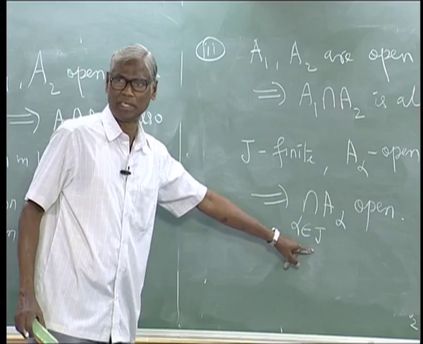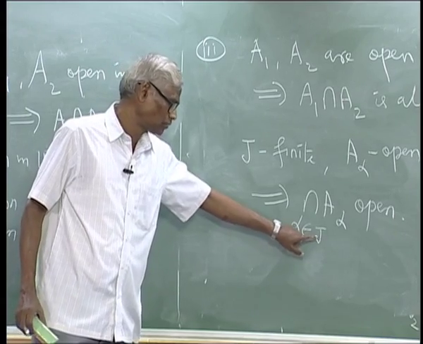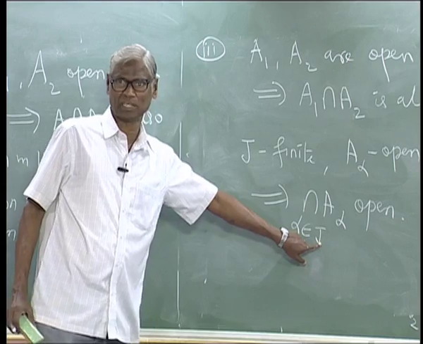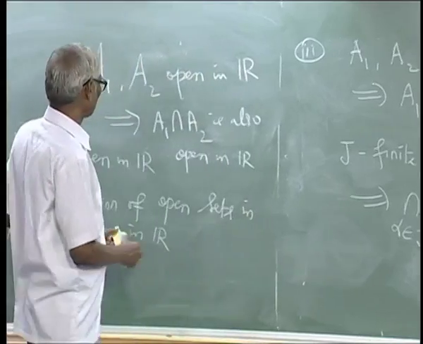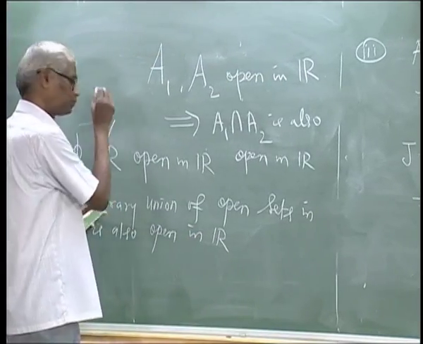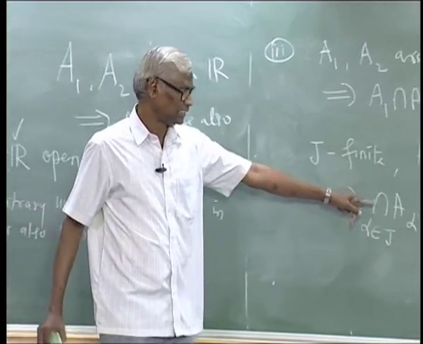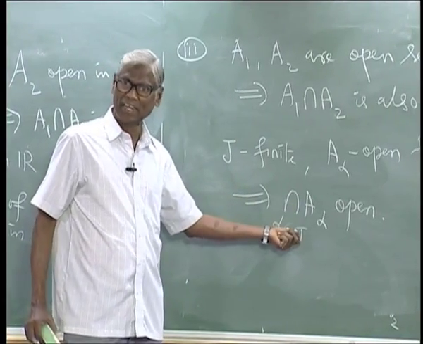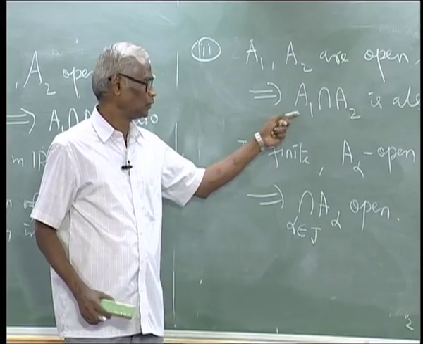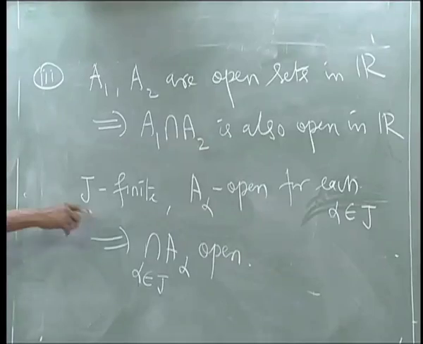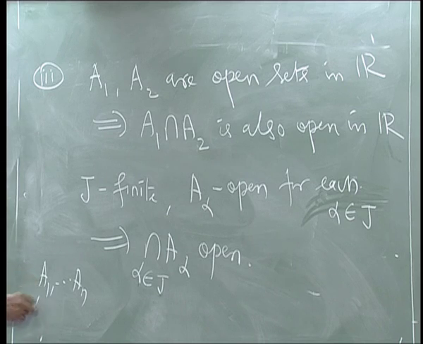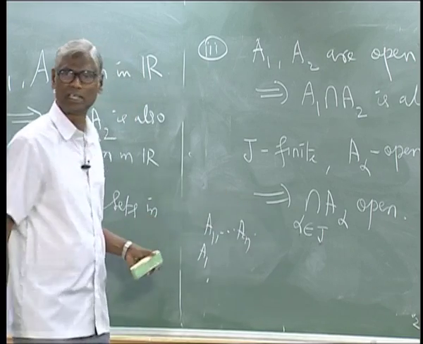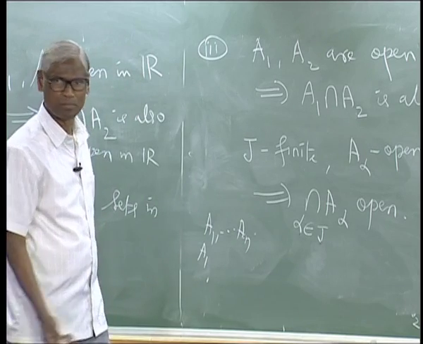When the index set J is empty, then the intersection will be the whole R, which is already open. So we only have to see when J is finite and non-empty. Then use induction. If it is any finite set, it is of the type A1, A2, ..., An. So now A1 is open; assume that the result is true for n minus 1.